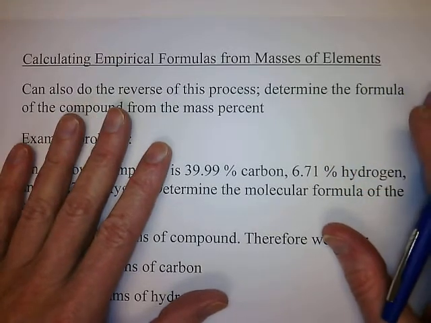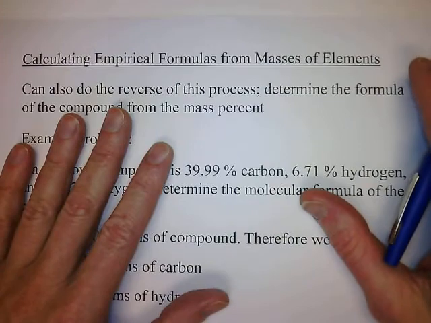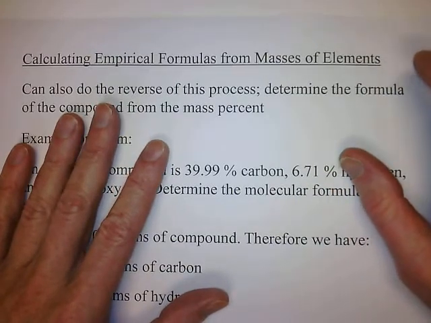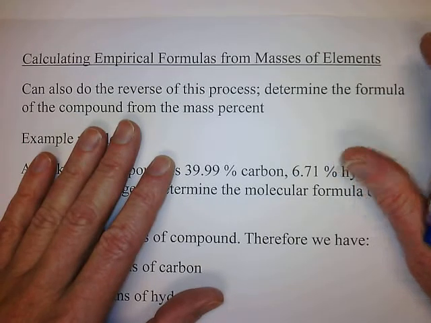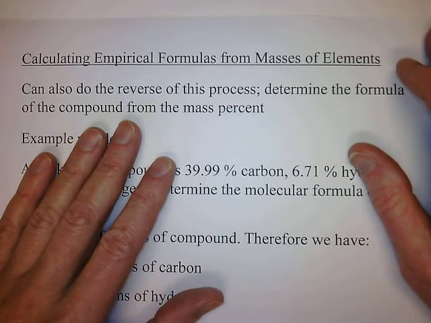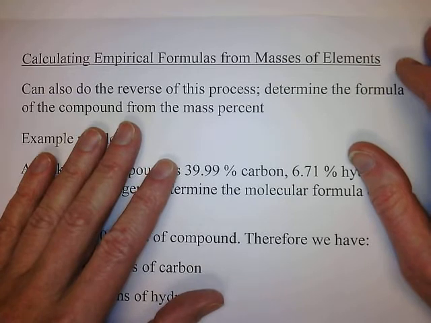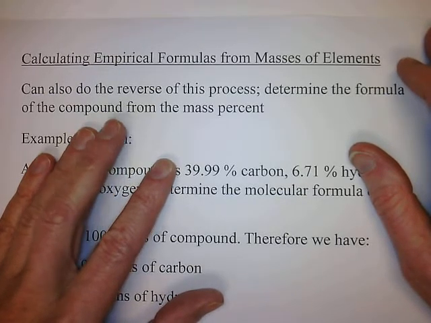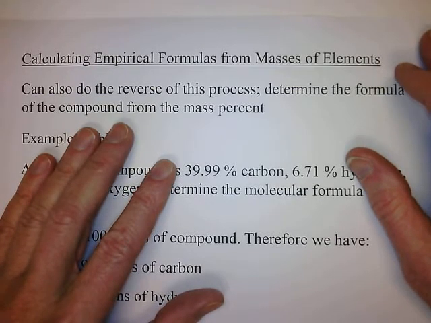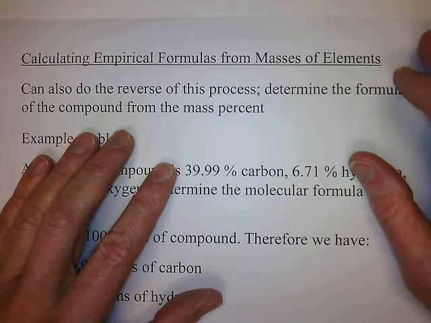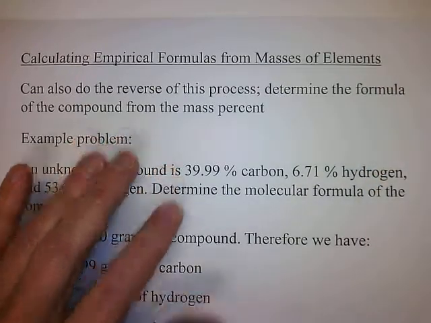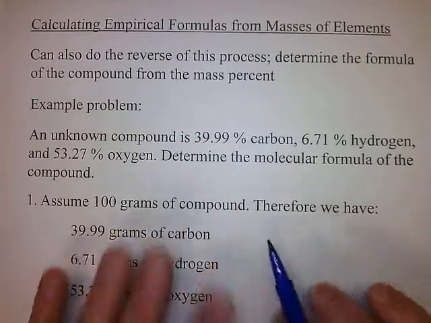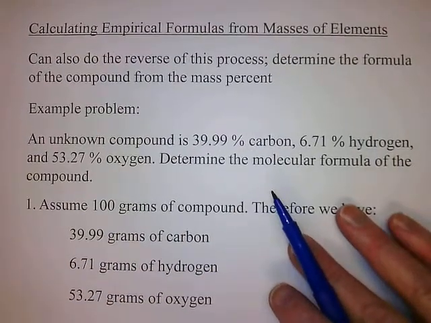For example, it's very common. Let's say you're doing research in a lab, and you have a compound and you don't know what it is, and you send it out for analysis. More than likely, they're not going to give you the formula for the compound. What they're going to do is an elemental analysis, and they're going to say it's so much percent carbon by mass, so much percent hydrogen by mass, so much percent oxygen by mass. So let's do this problem in reverse.